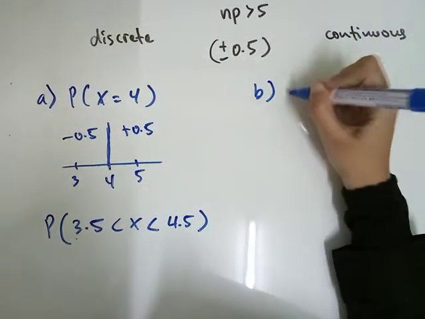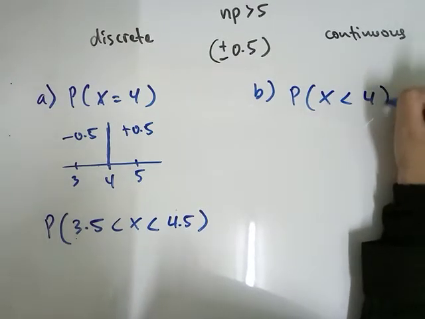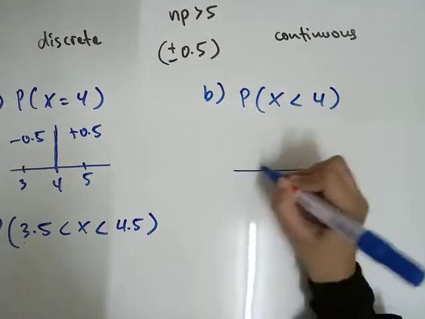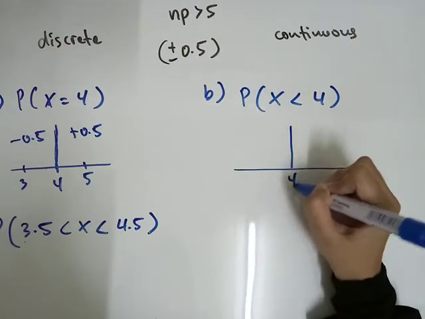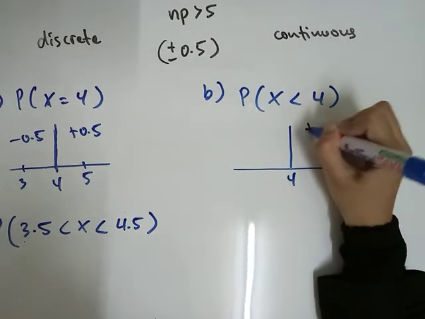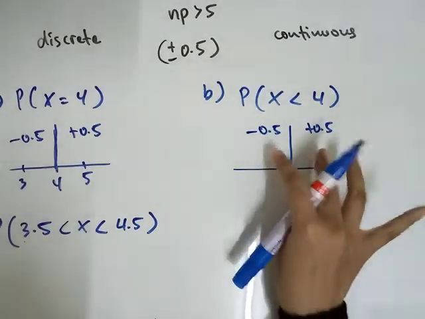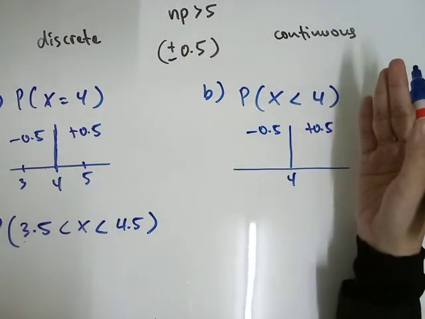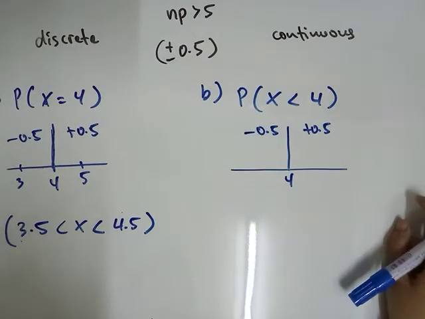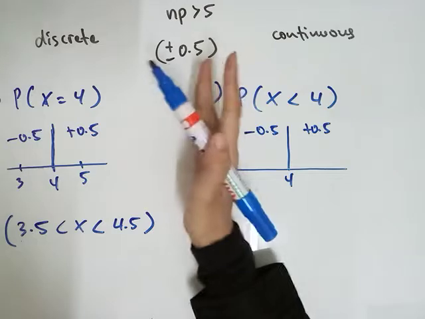Okay, and then what about B? When we need to find the probability X less than 4. Okay, so draw the line. This is 4. And from the right side is plus 0.5, the left side is minus 0.5. This is the concept: the right side must be plus 0.5, the left side minus 0.5. Okay, and then look at the sign. The sign is less than 4. Less than 4 means here.